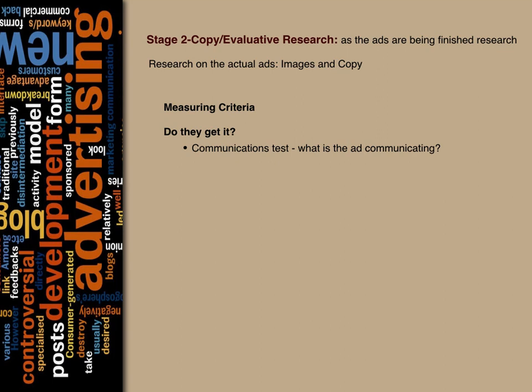One is a communication test. So you have two main questions that you're trying to fulfill when you're using this measuring criteria. The first one is, do they get it? And a communication test is one way to see if they get it. So basically, you're asking them, what is this ad communicating? And if it's not communicating what you want it to communicate, then you might need to adjust something or start over, go back to the drawing board.